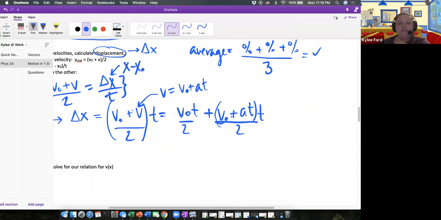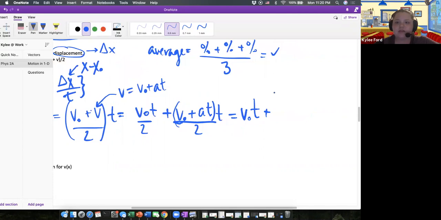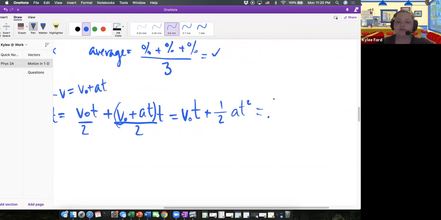Now, I can add all of these things together, multiply in and everything. Now I have v naught t over 2 plus v naught t over 2, so that would just give me v naught t. A half plus a half is 1. Then my last term is going to be 1/2 a t squared. So this is my second equation, my second kinematic equation.